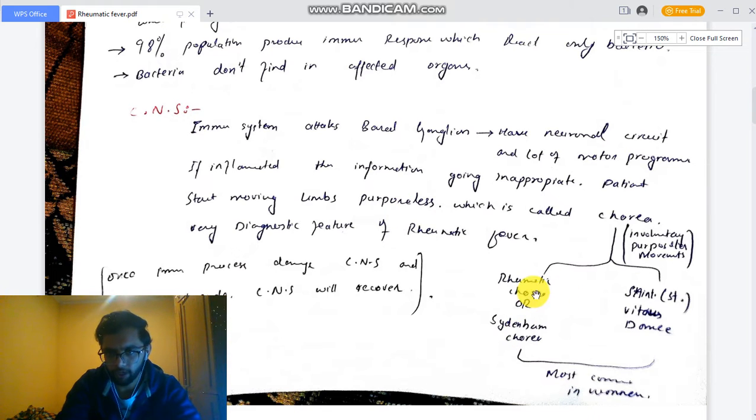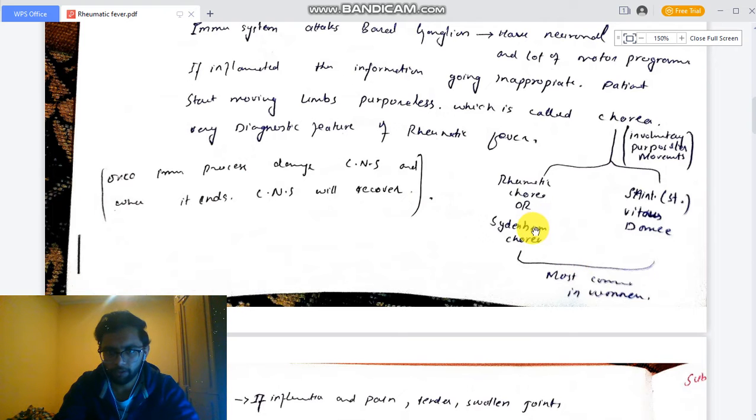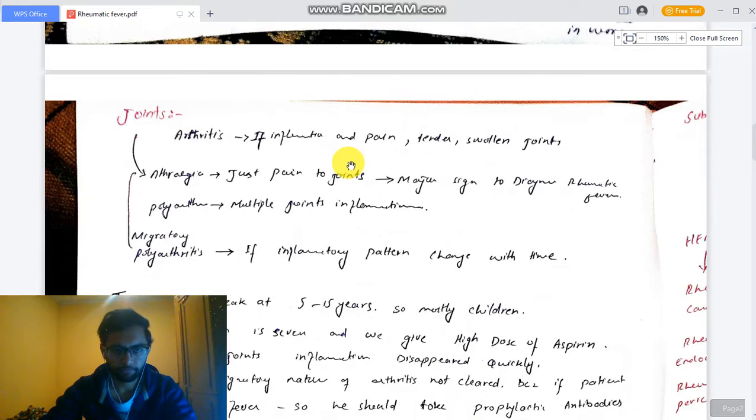So chorea is of two types: involuntary purposeless movement, rheumatic chorea or Sydenham chorea, and the other is Saint Vitus dance chorea. This occurs mostly in women. Once the immune process damages the central nervous system, the affected central nervous system will recover. So after rheumatic fever ends, our body will recover from this damage.